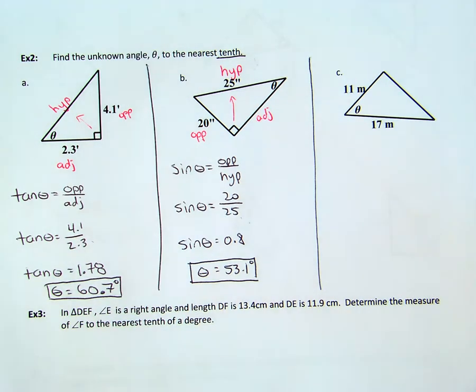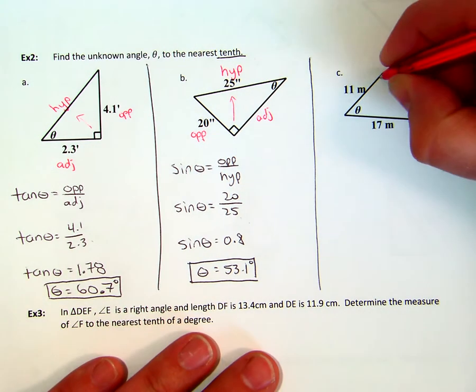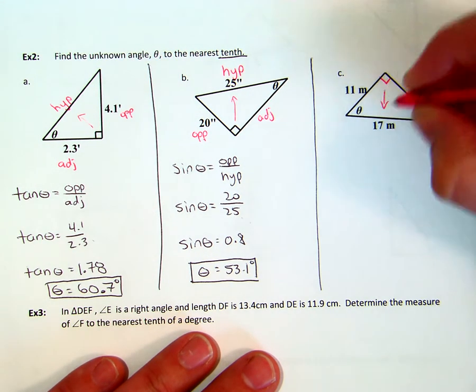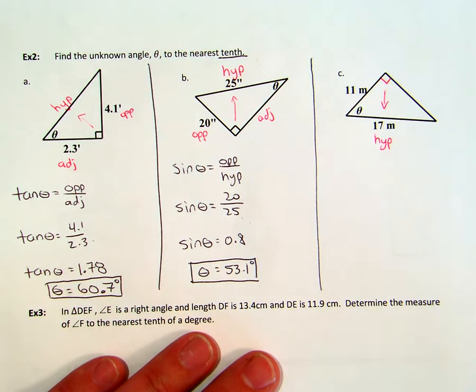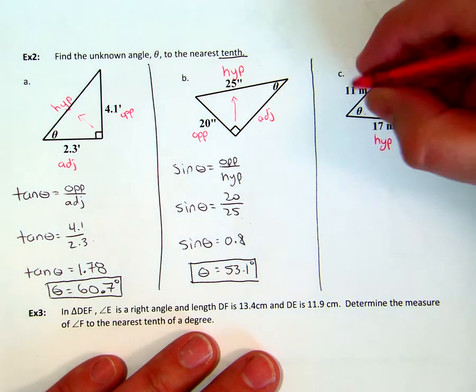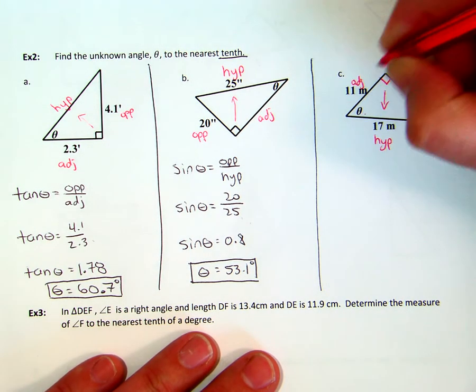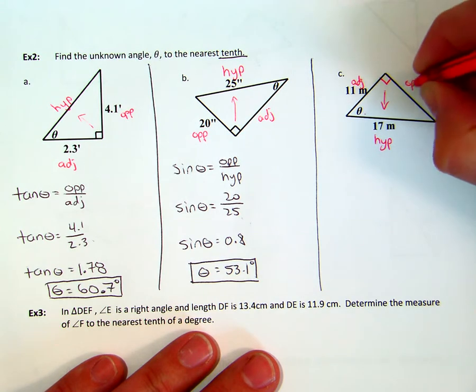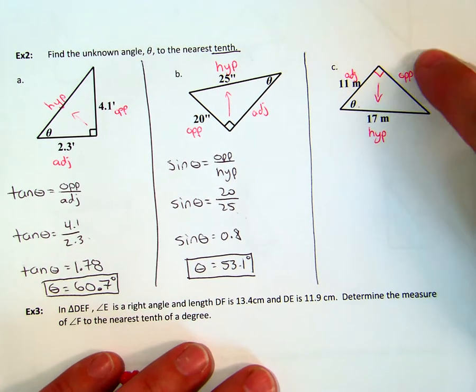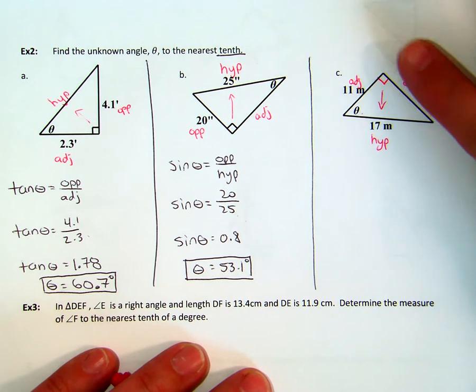For the last one, same deal. Start off with labeling the sides. So the right angle, it doesn't show it on this one, but I'm pretty sure that's the right angle. Across from the right angle is the hypotenuse, so this one's the hypotenuse. Beside the theta, or adjacent to theta, is adjacent, so this is adjacent. And opposite is on the opposite side of the triangle from the theta. So now, I don't care about the opposite, because I don't have that side. So I'm going to cover that up.